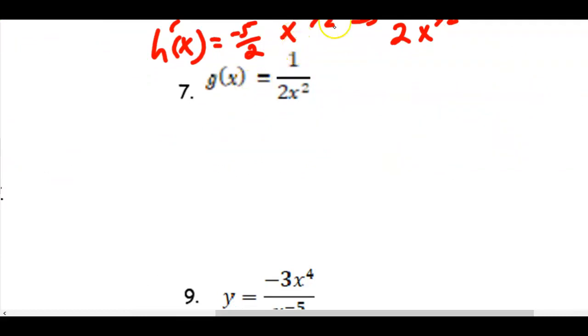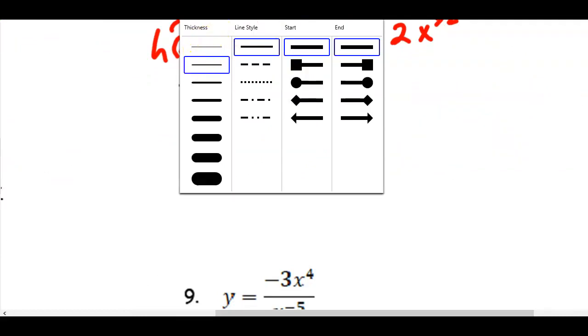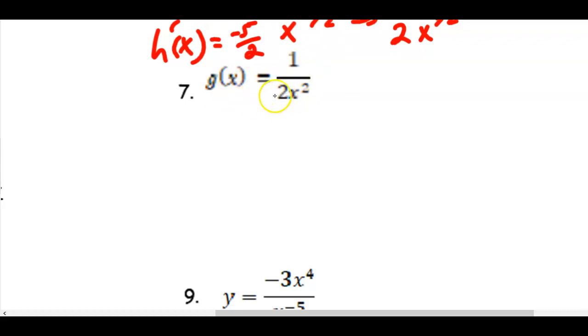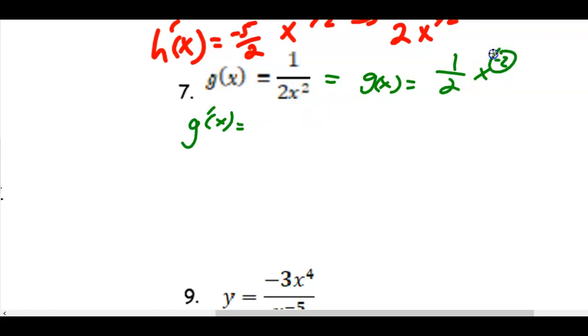Let's see, let's go to another color. All right, we need to rewrite this. First of all, we're going to rewrite g of x as 1 over 2x to the negative 2nd. All right. And then we're going to take the derivative. So g prime of x. All right, we're going to multiply 2 to the negative 1. I mean to the 1, so that's negative 2 over 2x, and then we subtract 1, so that's negative 3.